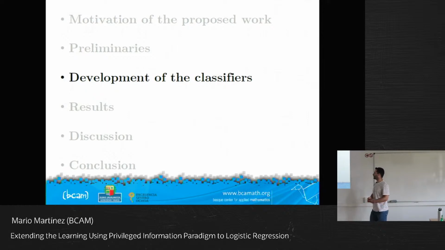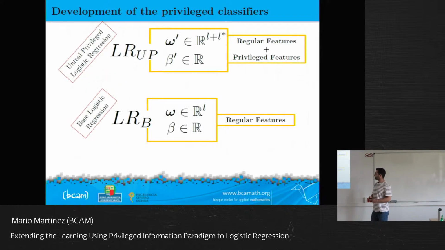Well, we move on to the development of the classifiers. It's important here to explain two different models before explaining our method. I'm going to start with this one. This is the base logistic regression, which is the traditional logistic regression learned with only regular features. It's a classical supervised model. And here we have the unreal privileged logistic regression, which is learned with regular features and privileged features. But here the privileged features are treated as regular.